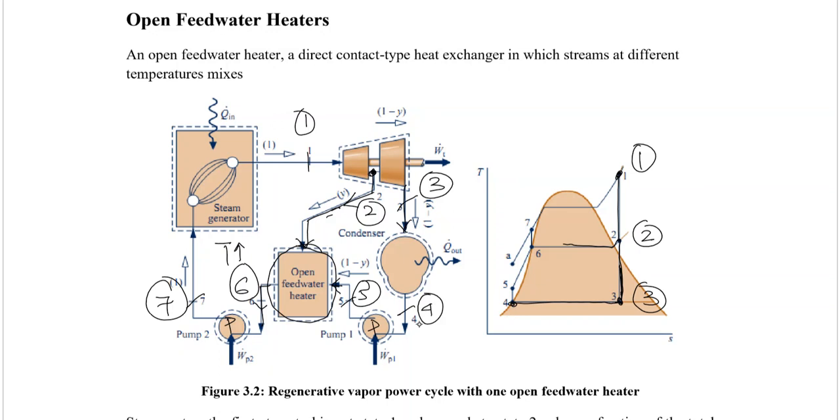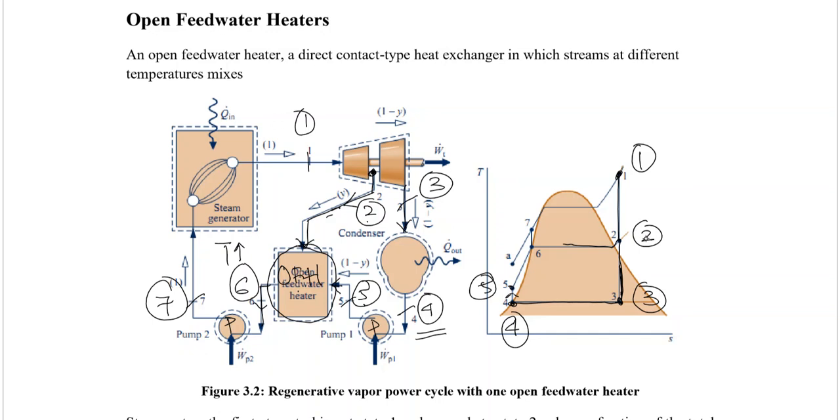So we are at the inlet of the pump now. From 4 to 5, the liquid is compressed to an exit pressure which is higher than at state 4. Now state 5 and state number 2 are over here, at the inlet of the open feed water heater.